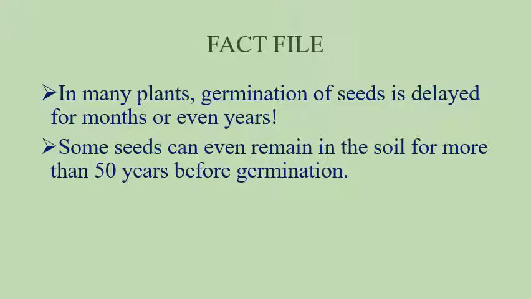Let us discuss a fun fact over here. Before that, I'm going to introduce you to a term known as dormant seeds. In many plants, germination of seeds is delayed for months or even for some years. Some seeds can even remain in the soil for more than 50 years before they start to germinate. So, seed dormancy can be defined as the state or condition in which seeds are prevented from germinating. Dormant seeds are therefore the seeds which might germinate only when they get the appropriate conditions for their growth.